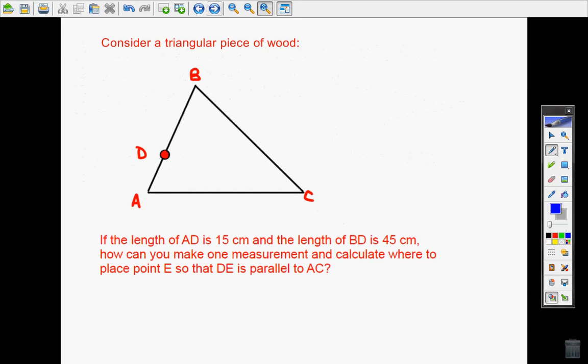Well, first of all, let's consider a triangular piece of wood. If the length from A to D is 15 centimeters, and the length of B to D is 45 centimeters, how can you make one measurement and calculate where to place point E exactly so that DE is parallel to AC?